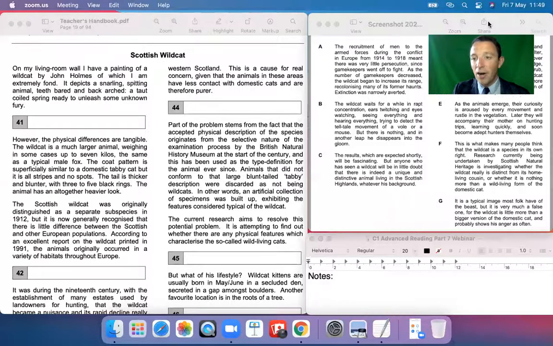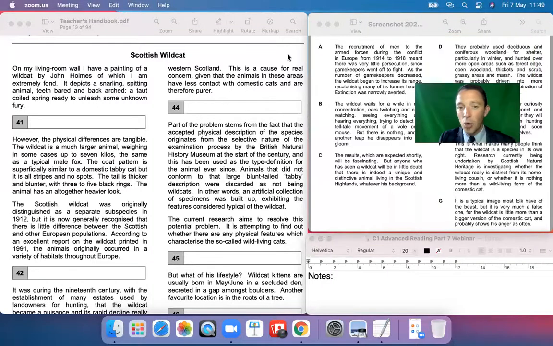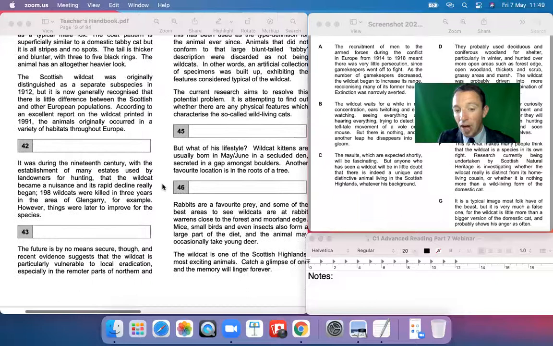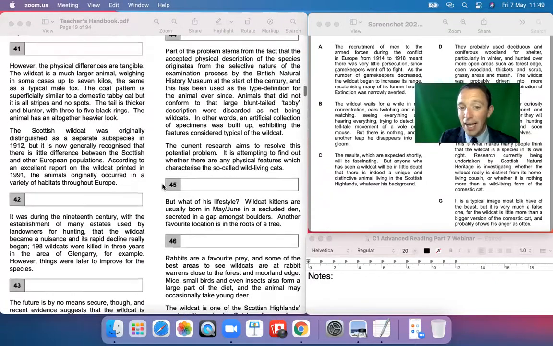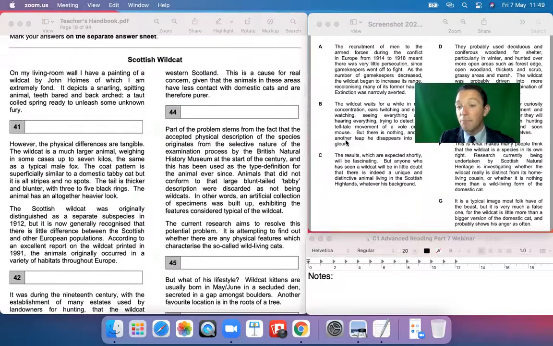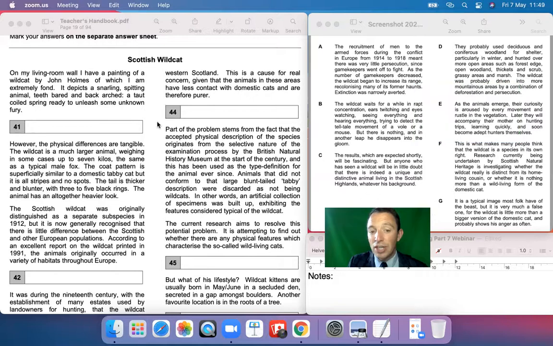So I'm going to show you the screen, and you can see here on the left is the question really. So we have a full text. The topic is the Scottish wildcat, you can see here, and it's a full page. We have a lot of vocabulary, a very long text. And on the right, you can see we have paragraphs, paragraph A to G, and it's necessary to put the correct paragraph in the correct position in the text.